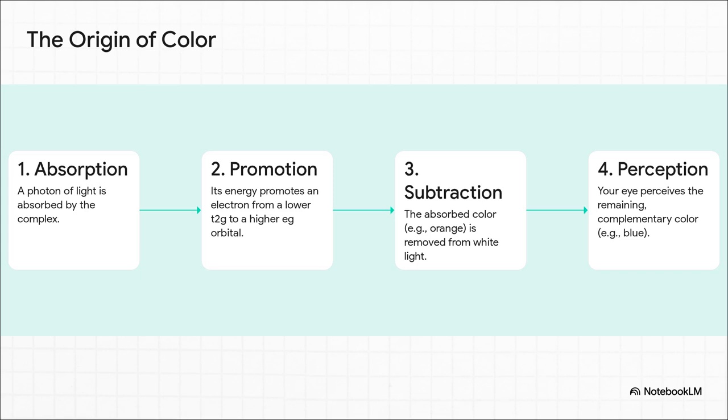It's amazing. When white light, which contains all the colors, shines on one of these complexes, a photon with the exact right amount of energy, an amount equal to delta, gets absorbed. That energy is used to kick an electron from a lower T2G orbital up to a higher EG orbital. So if the complex absorbs photons of orange light, that orange color gets removed from the spectrum. Your eye then sees all the other colors that pass through, and they combine to look like the complementary color, in this case, blue. That blue of copper sulfate, it's literally the color of light that wasn't absorbed.